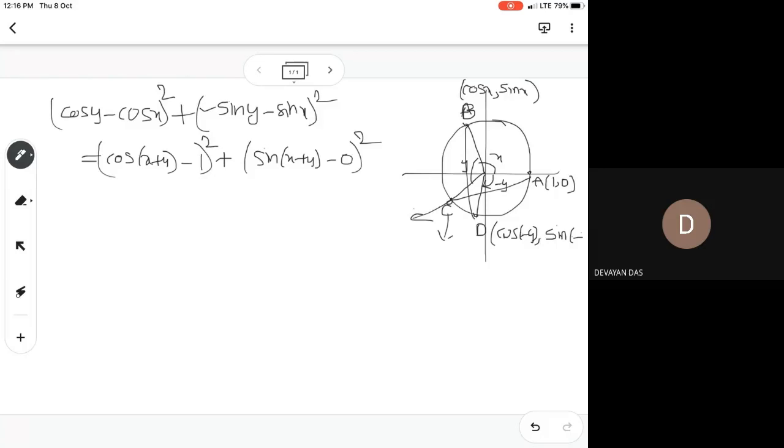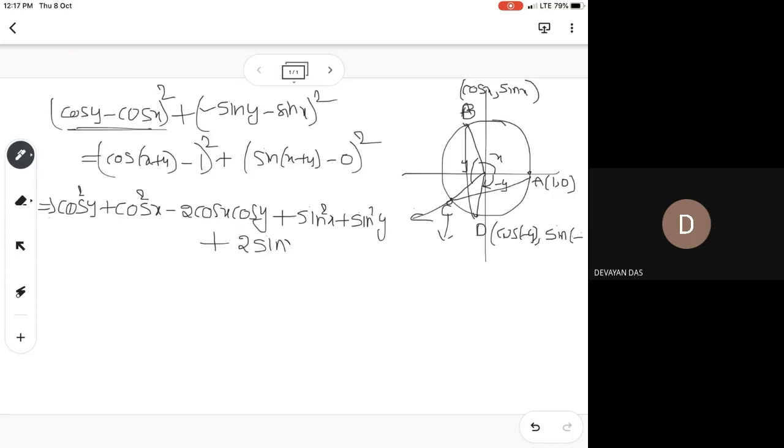Is it okay? So now I am expanding this one. Here if you are expanding, what do you get? Cos square y plus cos square x minus 2 cos x cos y. And if you take the minus common, it becomes sin x plus sin y. So the expansion of sin x plus sin y is sin square x plus sin square y plus 2 sin x sin y. Isn't it?